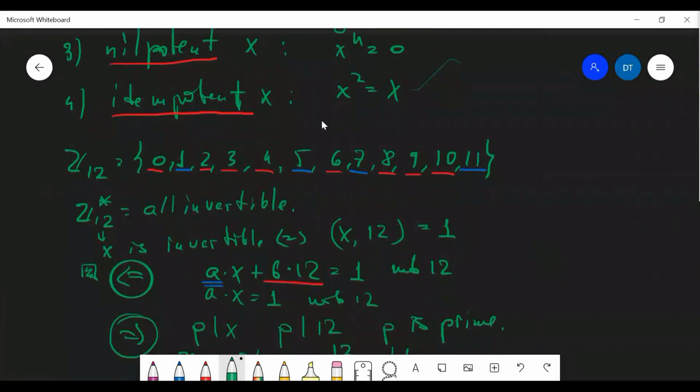But just in case, if you multiply 2 by 6, you will get 0. If you multiply 3 by 4, you will get 0. If you multiply 4 by 3, you will get 0. If you multiply 6 by 2, you will get 0. If you multiply 8 by 3, you will get 0. 9 by 4, you will get 0. And 10 by 6, you will get 0. Well, so these are all 0 divisors. Okay, so are there any questions?